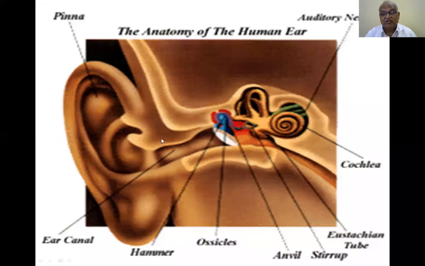So you see, this is a colorful diagram showing how the inner ear is present in the petrous part of the temporal bone. This entire one is the petrous part of the temporal bone.